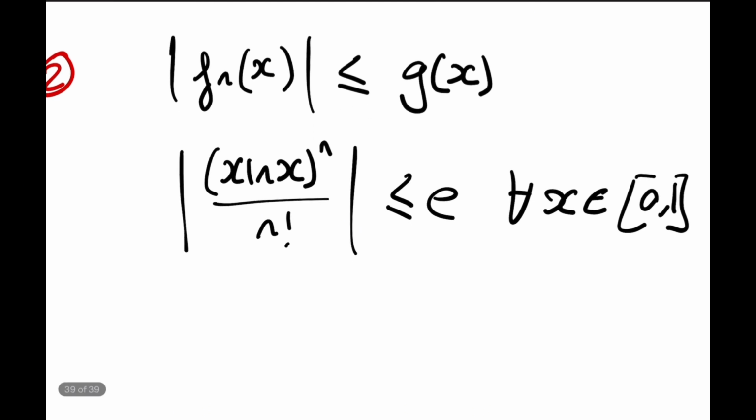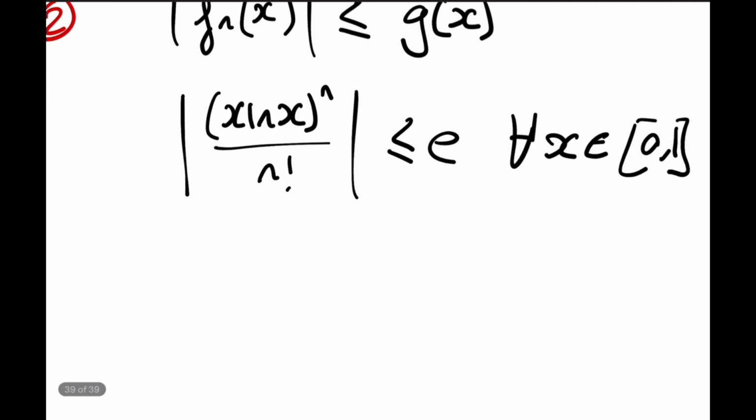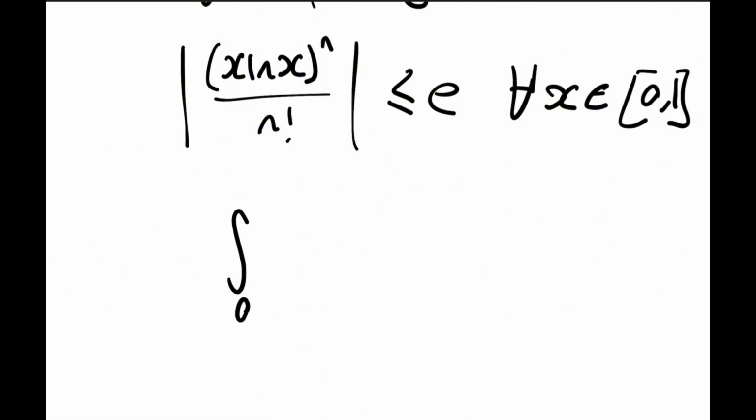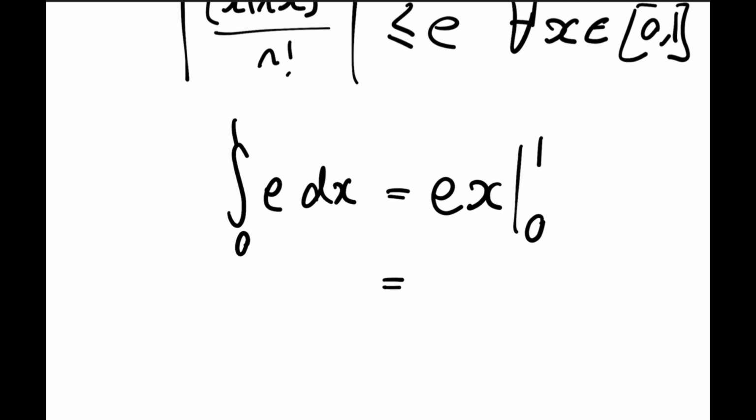Okay, so we found g of x, but of course it has to be integrable over the domain 0, 1. So let's check that. Can e, the function e, be integrated over 0 to 1? Well, e is just a constant, it's just a number. And so when we integrate it, we get e times x from 0 to 1. And substituting in 1 and 0, we just get e as our answer. So the integral from 0 to 1 of e with respect to x is just e.